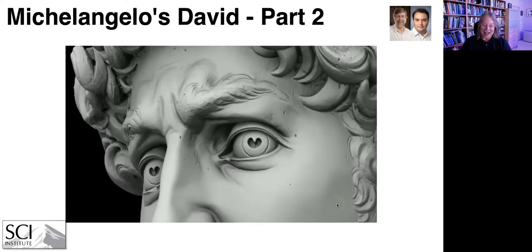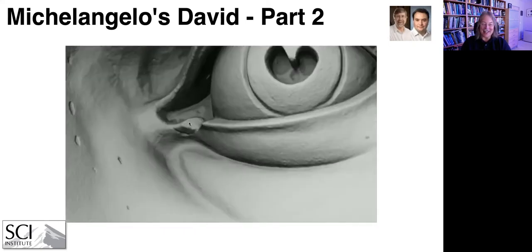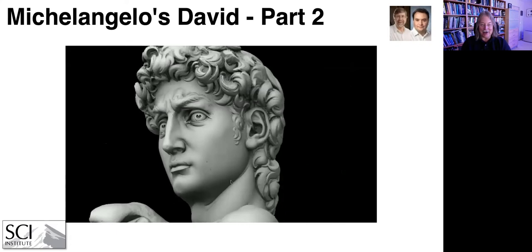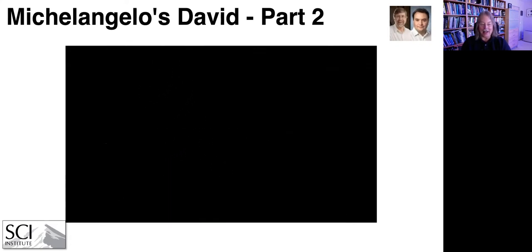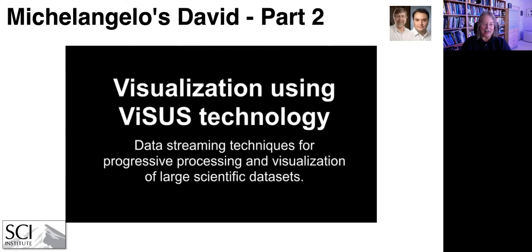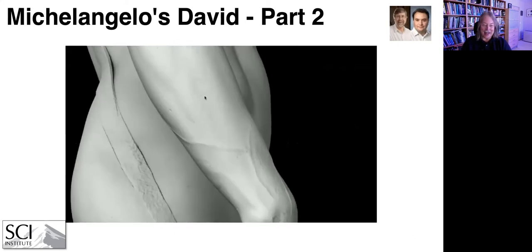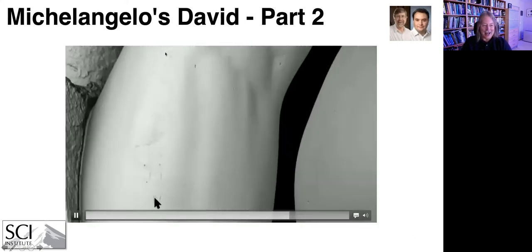And because we have the whole statue at such high resolution, we could discover that. In this next pass here, we're going to be able to see the initials MN in the leg of Michelangelo. No one knows who that is. It's still a mystery. So right here, hopefully you can see MN.